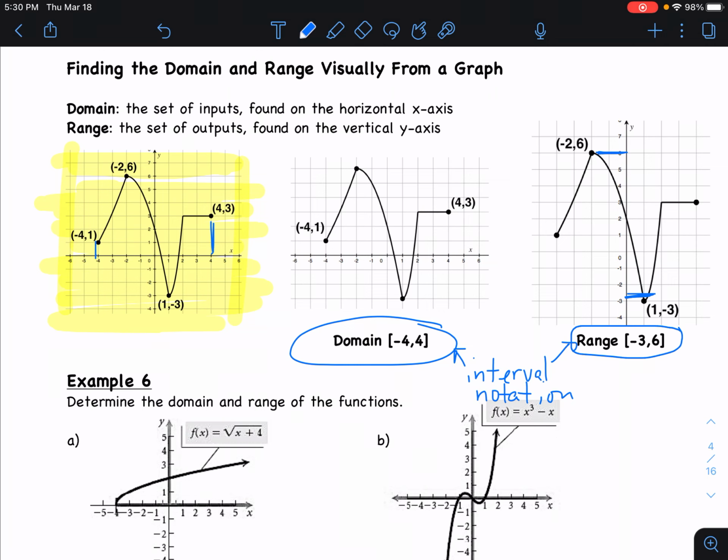By the way, you might notice on these for domain and range, I'm using square brackets. That is because when we're listing domain and range, square brackets with a number means it includes that number.